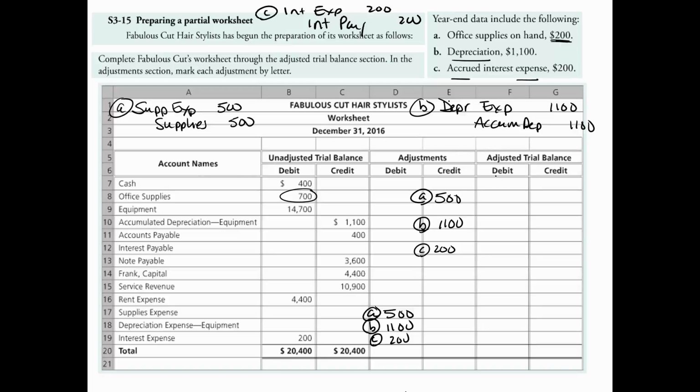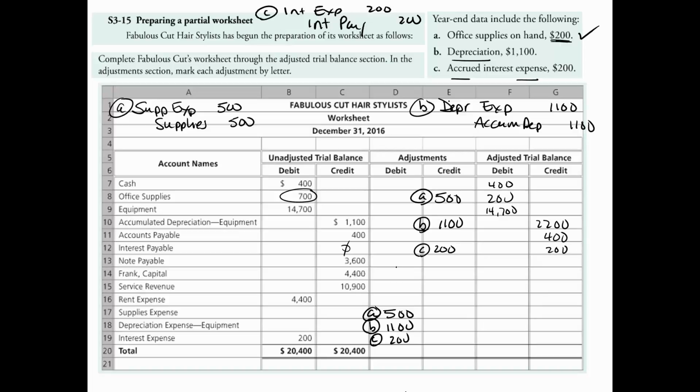I didn't do anything to cash, so I just bring that $400 over. Office supplies, I started with $700, and then I credited $500, so that brings it down to $200, which matches what I have on hand. Equipment, I didn't do anything, so I just bring that over. Accumulated depreciation, I started with $1,100 in it, I credited another $1,100, so my new credit balance is $2,200. A credit to a credit means I'm going to add them together. And then accounts payable, I didn't do anything, so just bring that over, but it's a liability, so it has a credit balance. Interest payable, I had a 0 balance, and then I credited $200, so we'll put that over here.